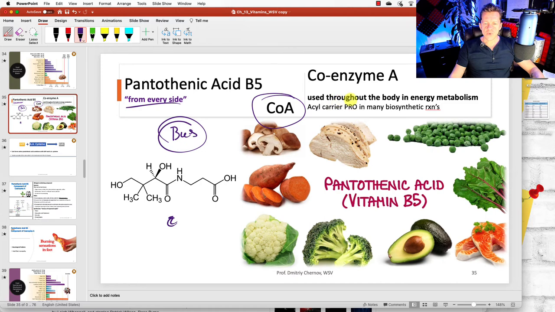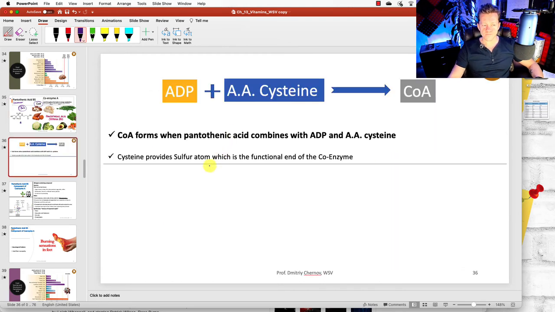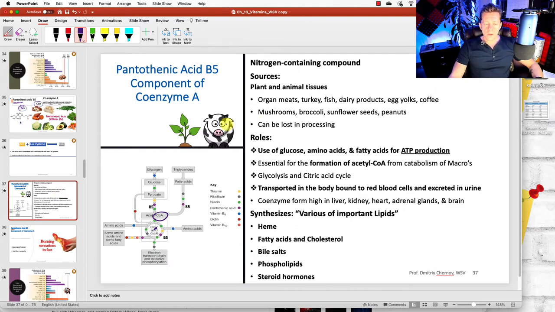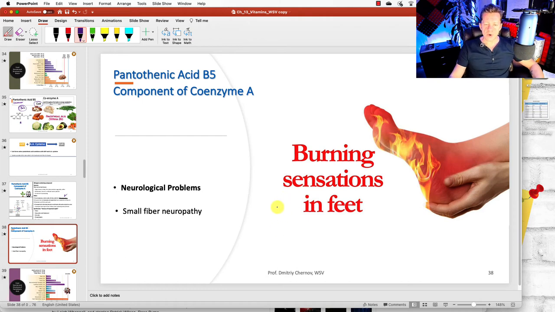for this class. So it's used throughout the body in energy metabolism, carries protein and many biosynthetic reactions. But again, we can get it from varieties of foods, whether it is animal products or plant products. Both equally bioavailable from animal products and plant products. Use of glucose and amino acids, fatty metabolism, also ATP production, energy, fatty acids. So the deficiency for this particular vitamin is a burning feet sensation.